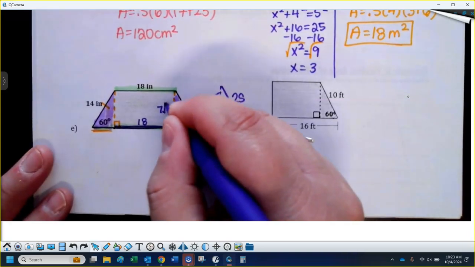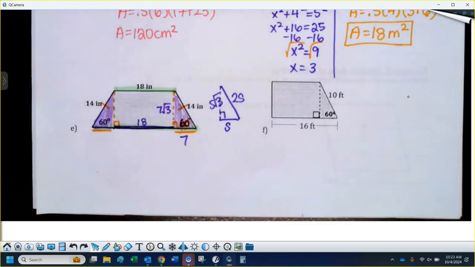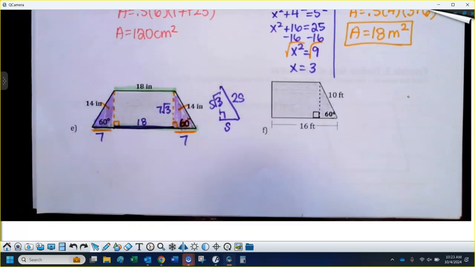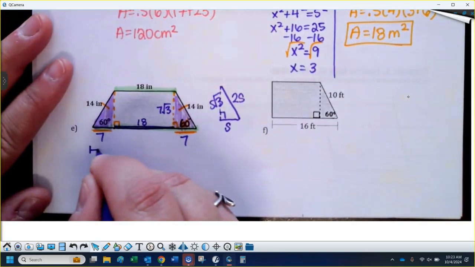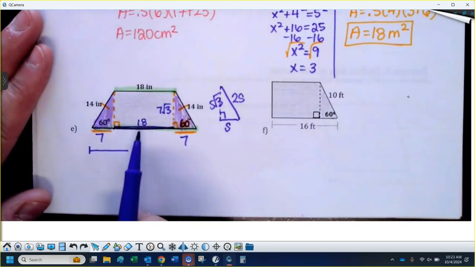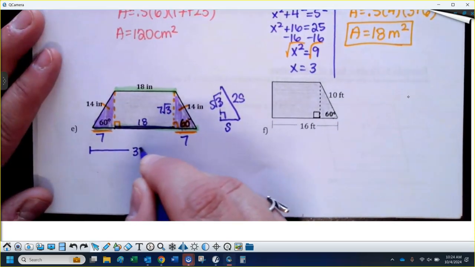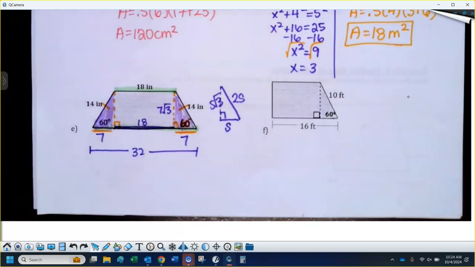Perfect. All right, now I have everything I need to do the area here. The 7 radical 3 is your height. Now, when I have you guys type this in the calculator, I'm just going to do it a little bit differently. But this triangle over here is identical. So that little piece there would also be 7. So all the way across here, I would do 7 plus 18 plus 7. What is that? 14 plus 18. So all the way across here would be 32. And that's your second base.